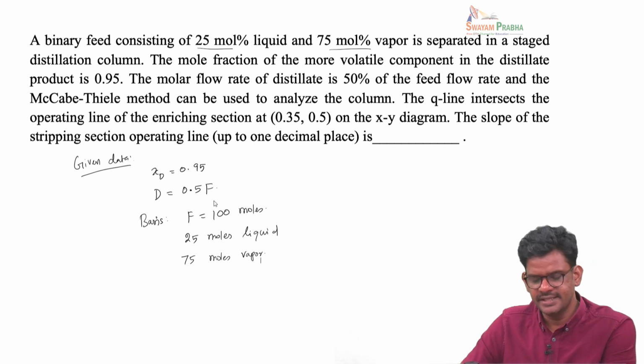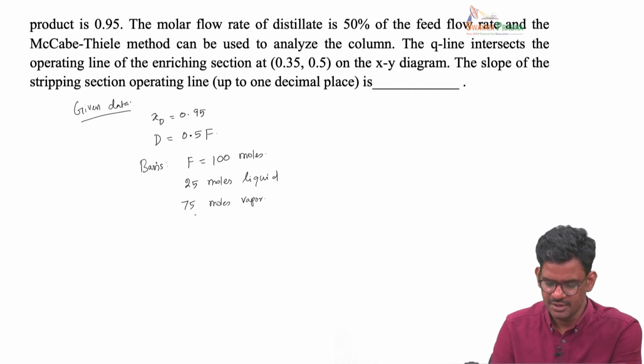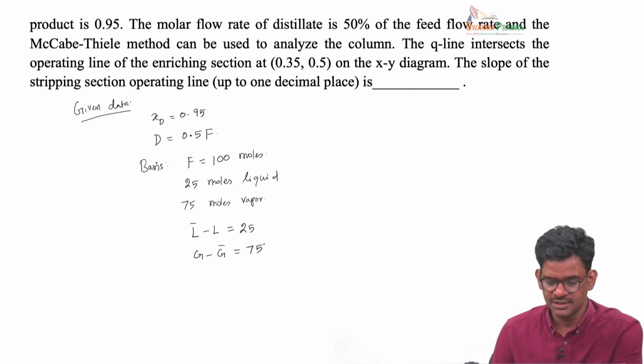So, what this means is that when we introduce the feed, it will increase the liquid flow rate to the extent of 25 moles and the vapor flow rate to the extent of 75 moles. So, this can be written as L bar minus L equal to 25 moles, and G minus G bar is 75 moles. And what we need to find is the slope of the stripping section, which is nothing but L bar by L bar minus W. Okay. So, this is what we need to find.